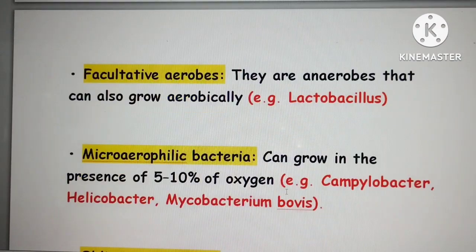Microaerophilic, I told, they require only a little amount of oxygen, that is 5 to 10% oxygen. Here you can remember MHC, like major histocompatibility complex. M for Mycobacterium bovis, H for Helicobacter, and C for Campylobacter. But the ones asked most commonly are these two only, Campylobacter and Helicobacter, in the previous year questions I am saying.